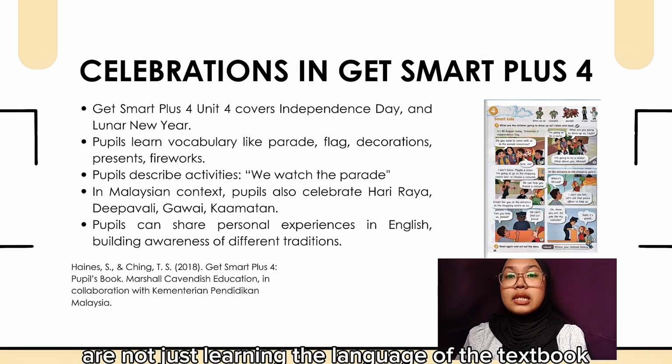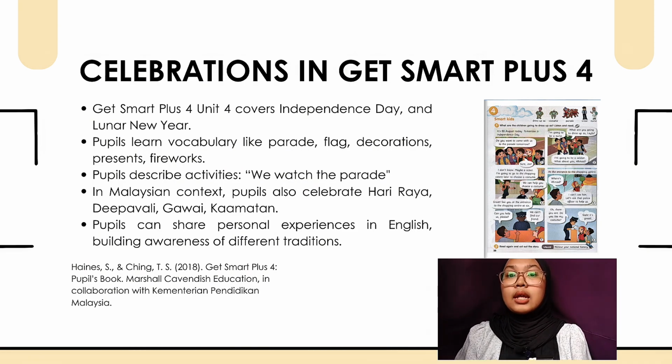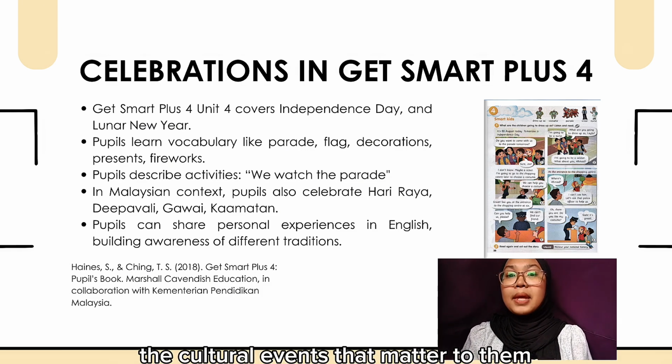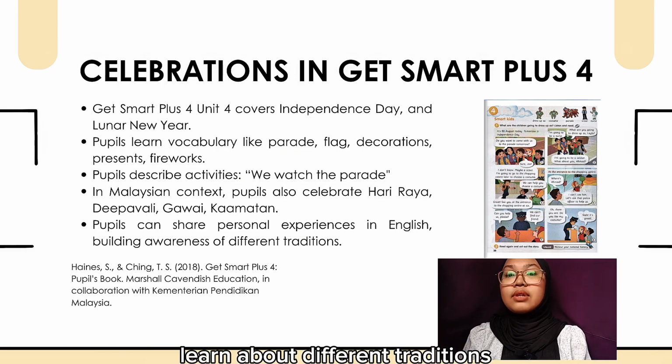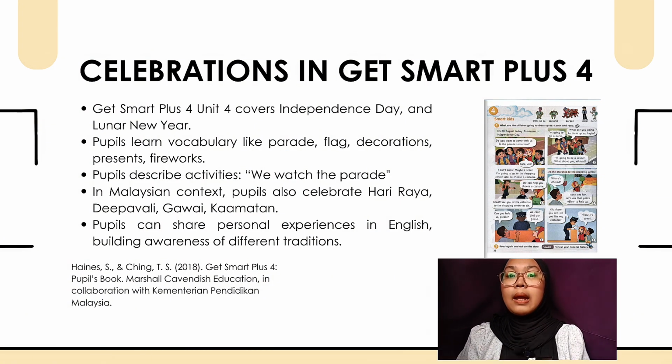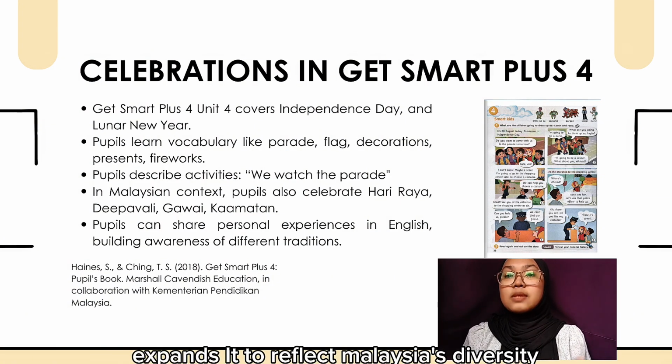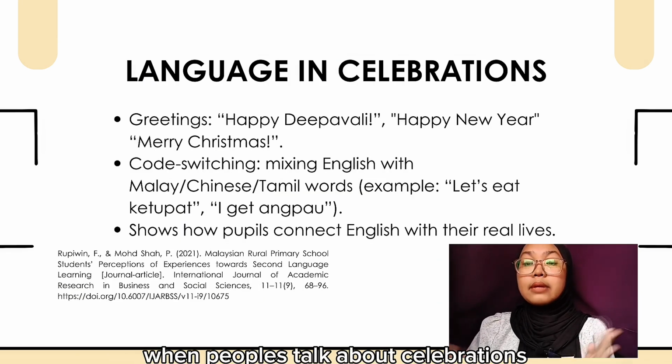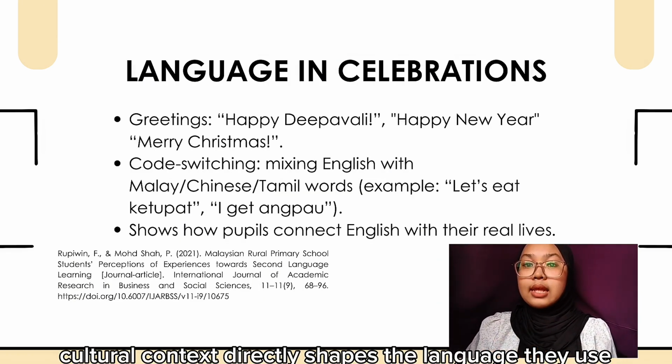Pupils are not just learning the language of the textbook, they are using English to talk about the cultural events that matter to them. And in the process, they are also helping their classmates learn about different traditions. So, the textbook provides a starting point, but the classroom context expands it to reflect Malaysia's diversity. When pupils talk about celebrations, cultural context directly shapes the language they use.